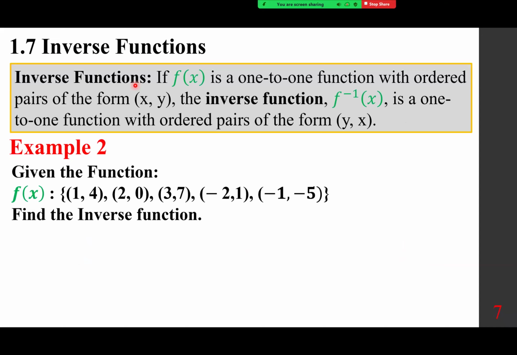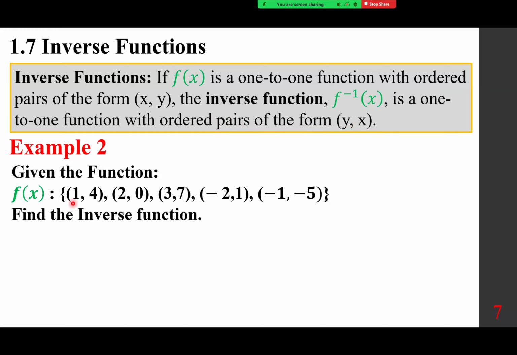Inverse functions. If f of x is a one-to-one function with ordered pairs of the form x comma y, the inverse function, read f inverse, not f to the power of negative 1, f inverse of x is also a one-to-one function with ordered pairs of the form y comma x. So in short, interchanging x and y results in its inverse.